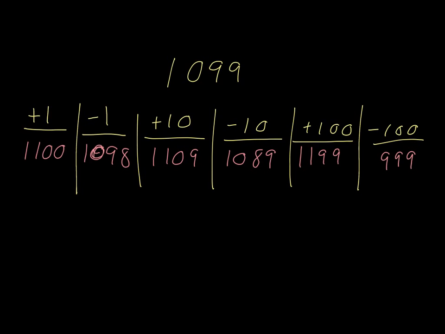Okay, so these are the answers that I came up with. 1099 add 100 should take you to 1100, because 99 add 1 is going to be 100, so it'll be 1100. 1099 subtract 1 is 1098. 1099 plus 10 is going to give you 1109. 1099 subtract 10 is going to give you 1089. If you add 100, it's going to be 1199, and if you subtract 100, it will be 999.